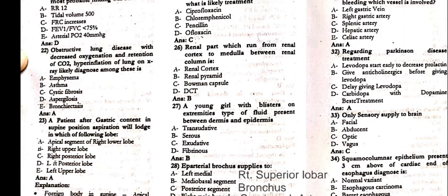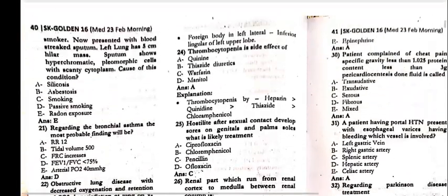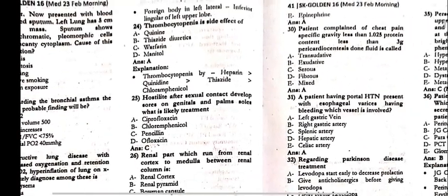23, the patient after gastric content aspiration in the supine position, aspiration will lodge in which of the following? Apical segment of right lower lobe. Next, 24, thrombocytopenia is the side effect of quinine.